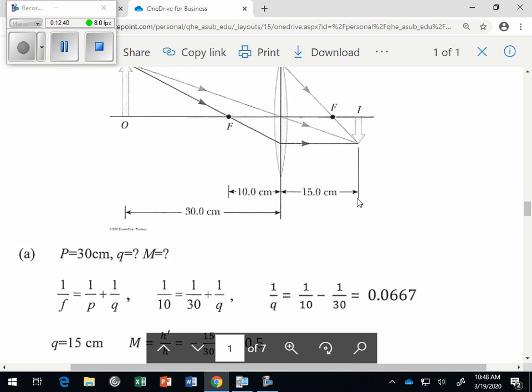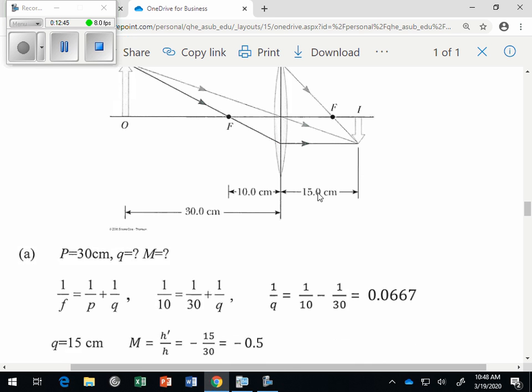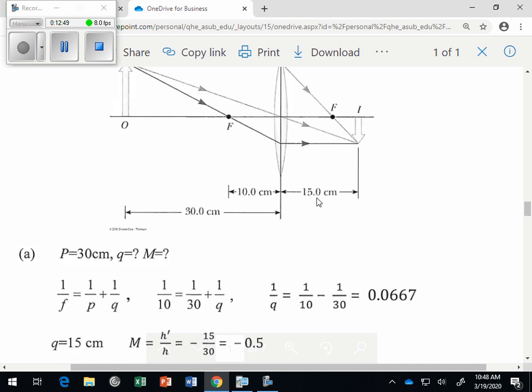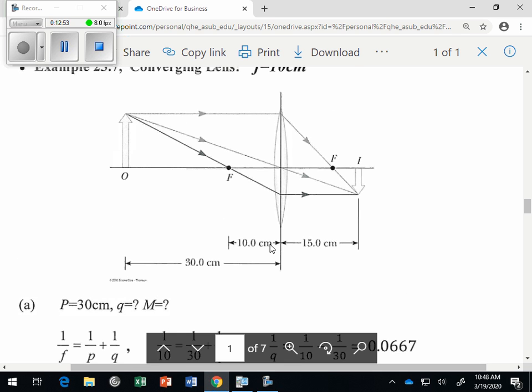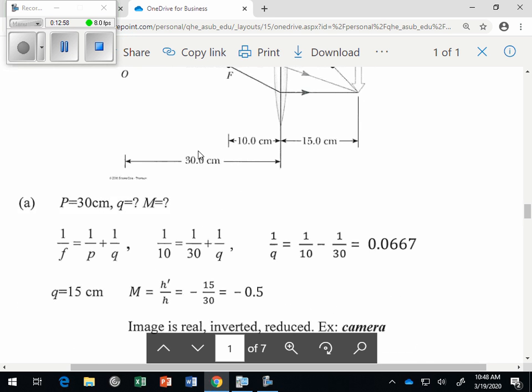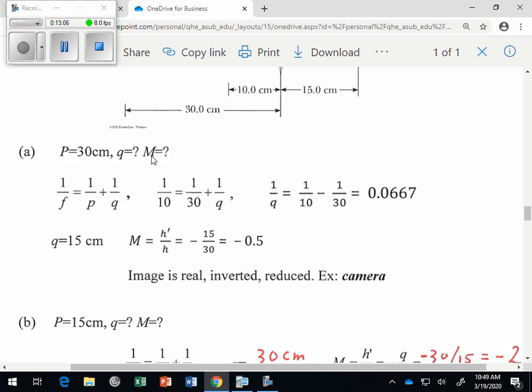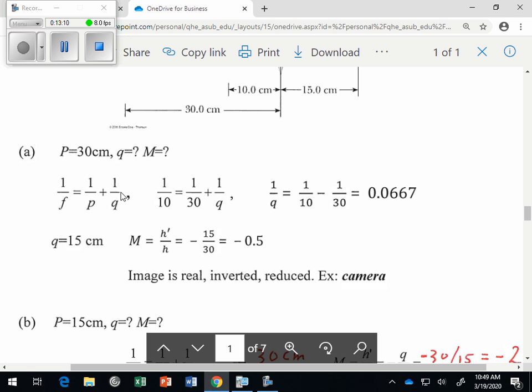Okay, so now if you carefully measure distance, you find the image should be 15 centimeter from the lens. So that means Q is equal to 15. Now let's calculate. This is just a line, the ray diagram we call. Now we calculate: P equals 30 centimeter, and we want to find Q equals what? And M, magnification, equals what? We use the lens equation.